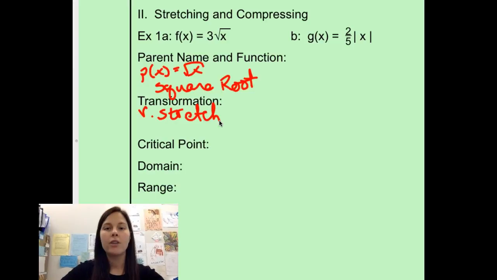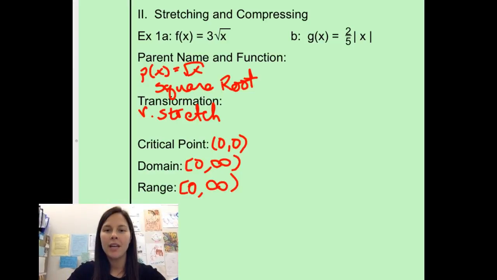The critical point for all of the parent functions is 0, 0. When you multiply 0, 0 by 3, you still get 0, 0. So stretches and compressions do not change the critical point of a function. And because we do not have any reflections, we're just stretching it, the domain will still be from 0 to infinity, just like the parent, along with the range.